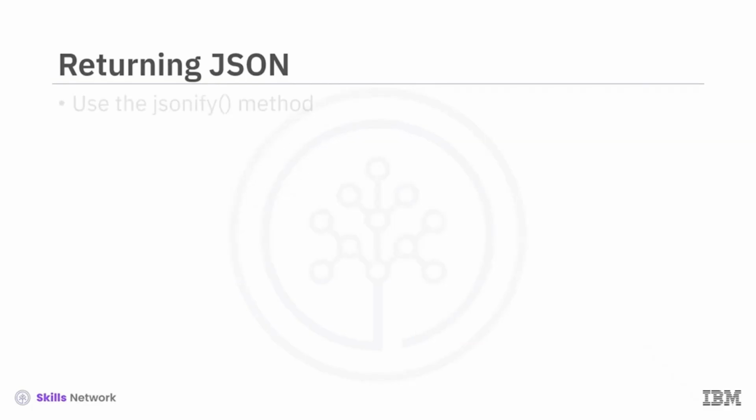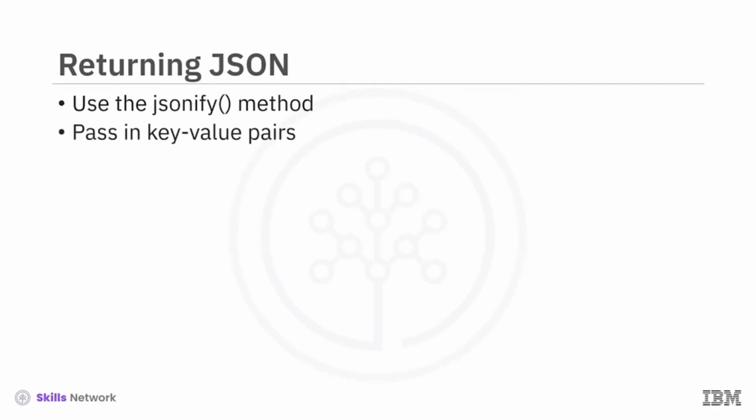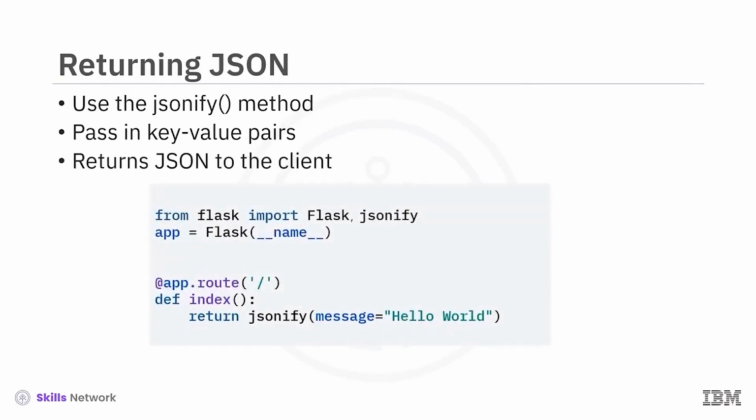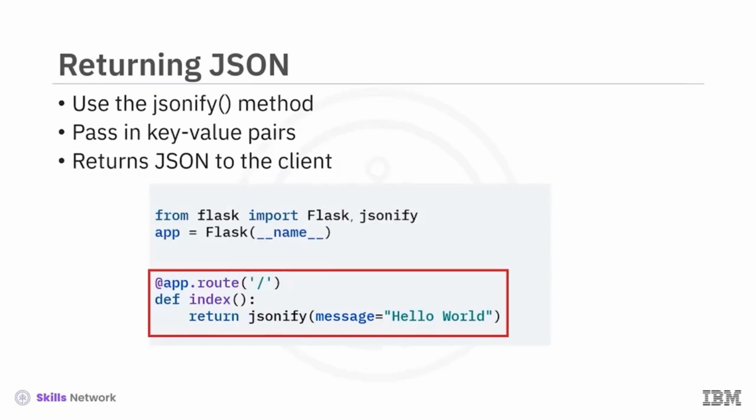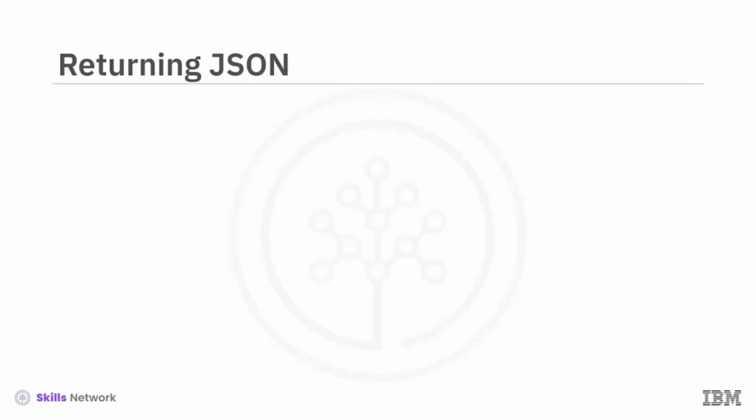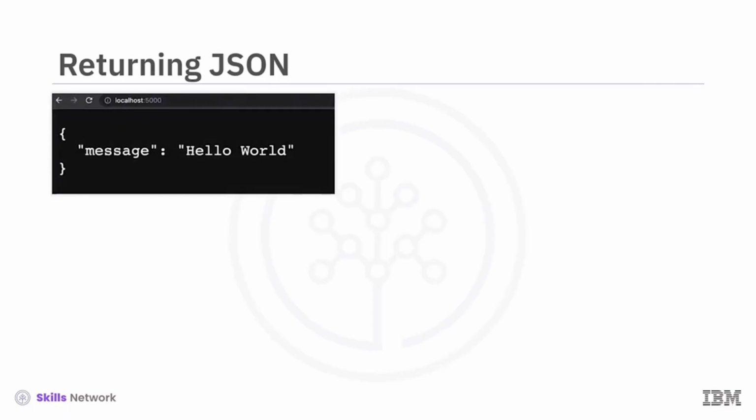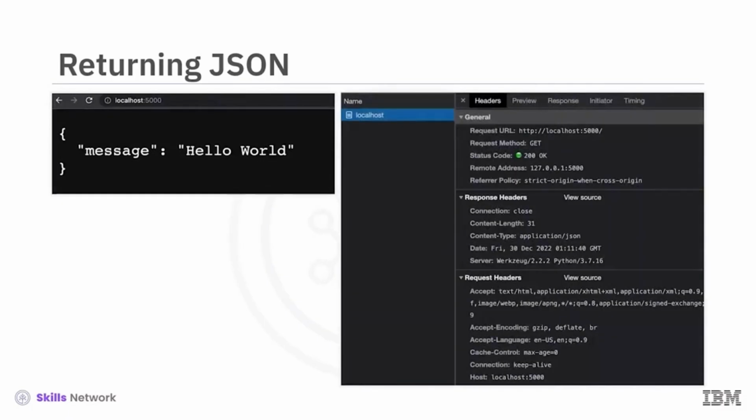The second way is to use the jsonify method provided by Flask. This method takes in key value pairs as input and returns the appropriate JSON. Let's look at an example. You first import jsonify from Flask, and next you pass in key value pairs to jsonify. You should get the same result as before in the browser, and the developer tools should look the same with a status code of 200 OK and return the content type of application/JSON.